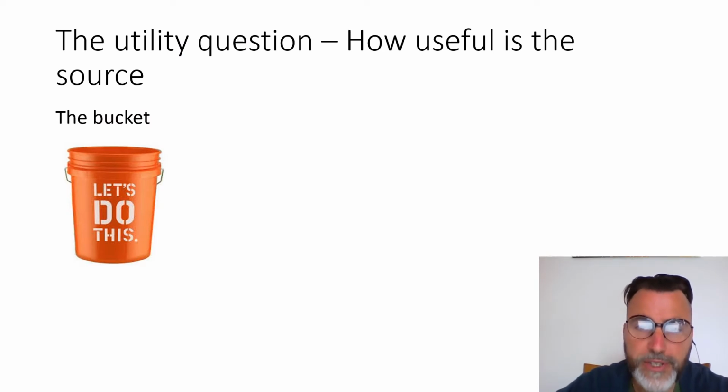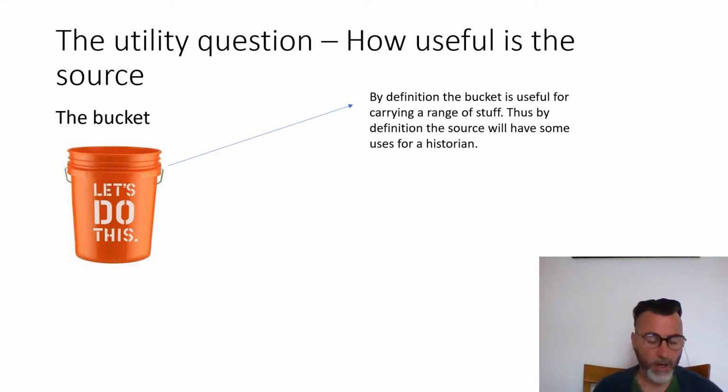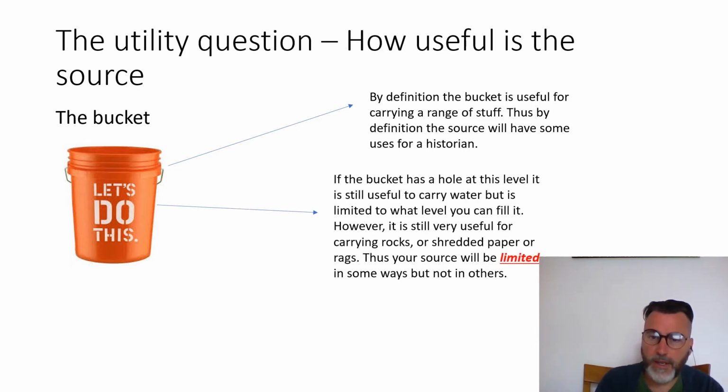Okay, the utility thing. The utility is really important. The way we always try and coach this, the way we look at it, is look at our useful bucket. How useful is this bucket? Yeah, buckets are useful. You carry stuff in them. We can go water, we can go sand, we can go rags, we can go rocks, we can carry anything in a bucket. That's what makes it useful. So the source you are given is like the bucket. It's going to be useful for something. If the bucket has a hole in this level, we can still carry water in it, but it's limited because we can only fill it so far with water. But if we know where the hole is, we can bypass that. We can fill up just below the hole. It doesn't leak anymore.